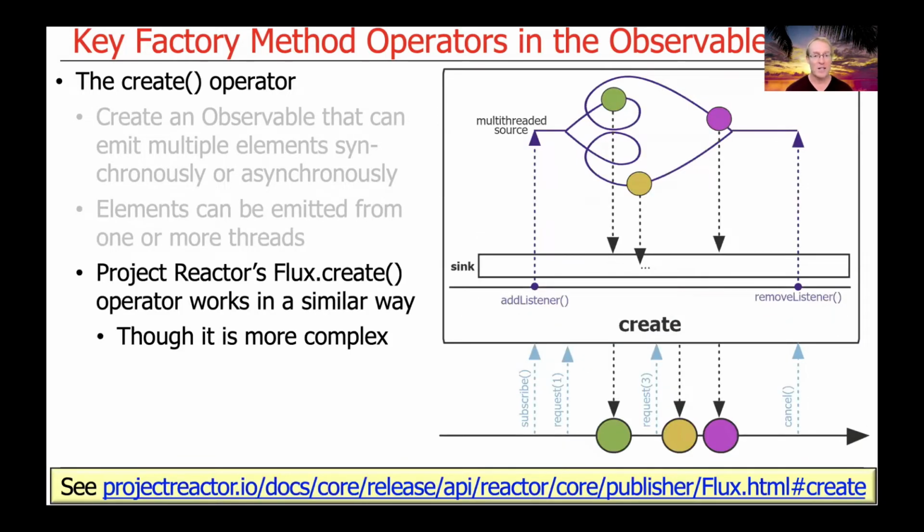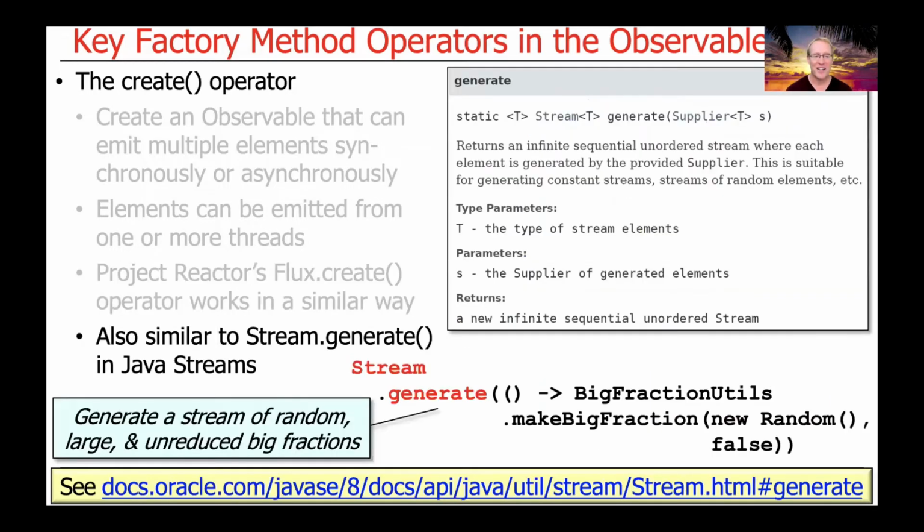Project Reactor has a create operator in its Flux class that works in a similar way, though believe it or not, it's actually more complex. The create operator that's part of RxJava is also very similar to the generate method that's defined in Java streams. Here's an example where we use generate to generate a stream of random, large, and unreduced big fractions.